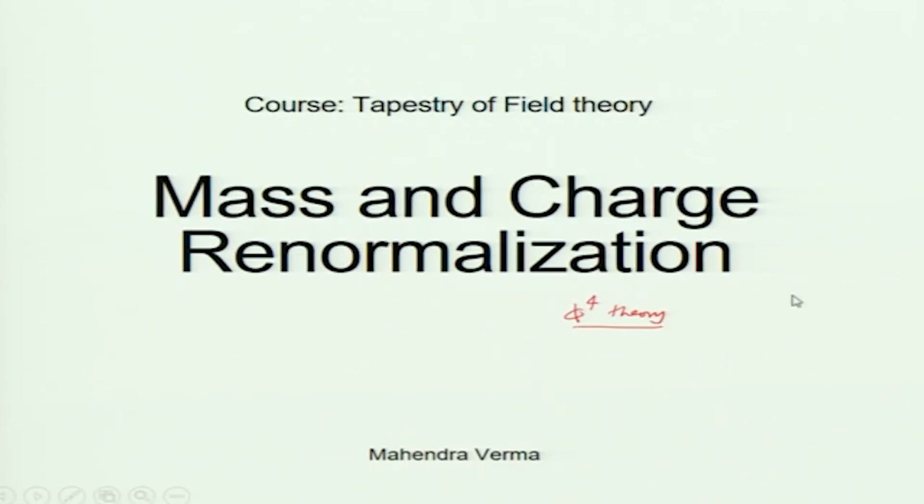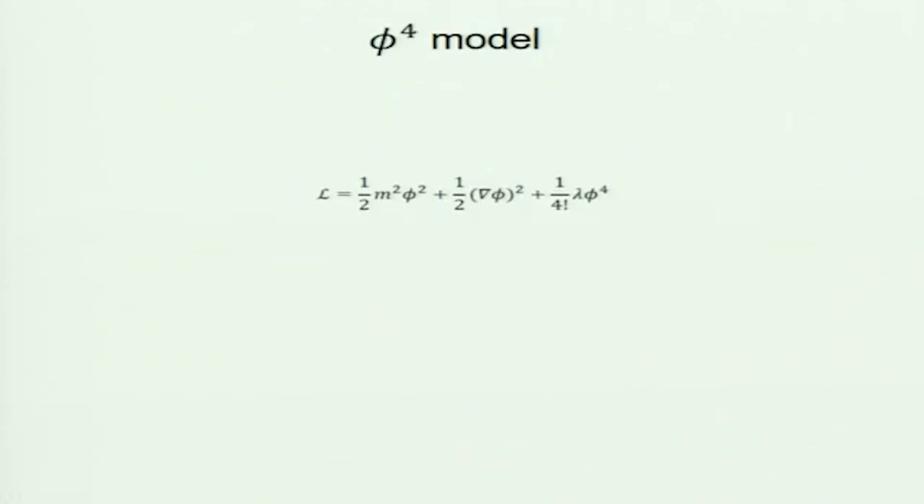So, we will normalize both charge and mass. So far I was working with free energy, free energy for a spin system. Now we are going to change gears and work with phi-4 theory, where m is the mass. I have written this before: m squared phi squared plus grad phi squared, plus a nonlinear term, lambda phi to the 4 by 4 factorial, that is, 24.